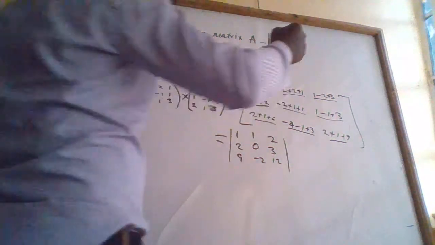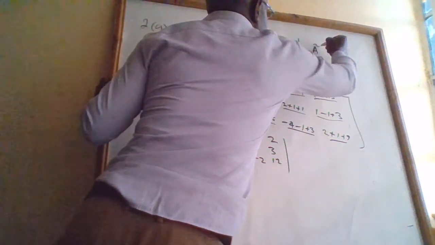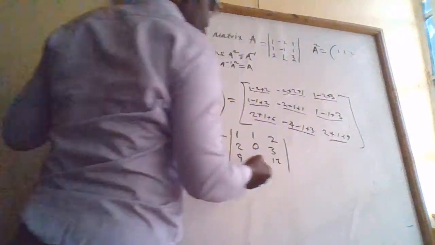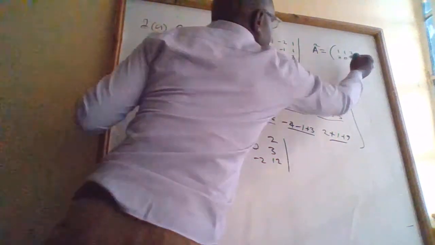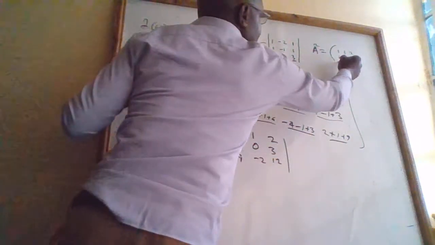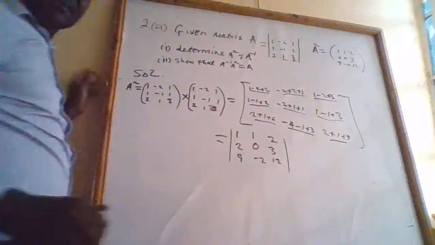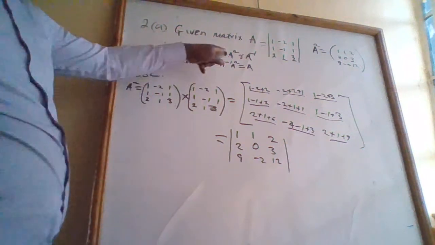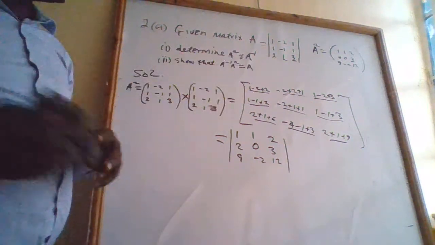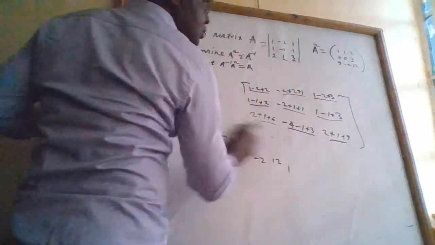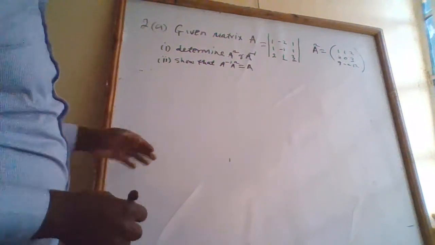So we can write here that A squared equals 2, 1, 1, 2, 2, 3, then we have 9, negative 2, 12. So that's matrix A squared. So we have matrix A squared, so we need to move on and get the inverse of matrix A.